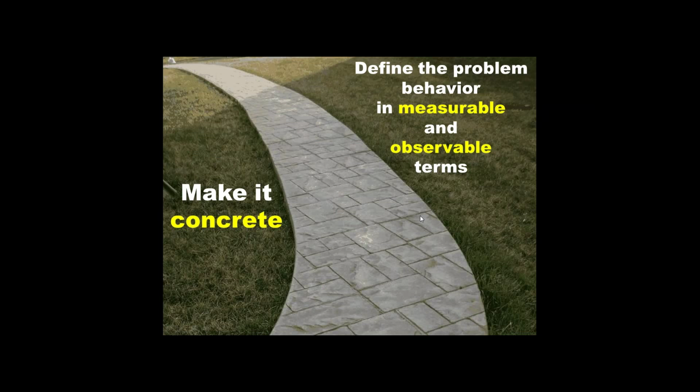When conducting an FBA, we need to define the problem behavior in measurable and observable terms. So what does that mean? We need to be able to observe the behavior happening and also measure it and also be able to count it. So we need to make it concrete and defined so clearly that a person that's unfamiliar with the student could recognize the behavior without any doubts.